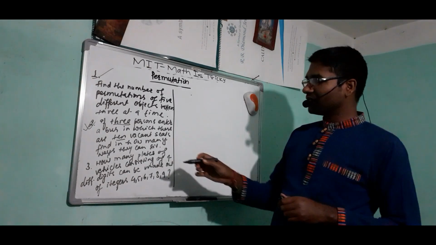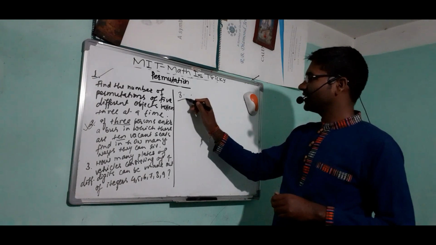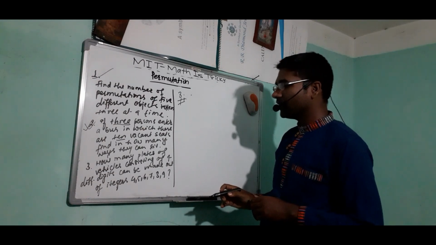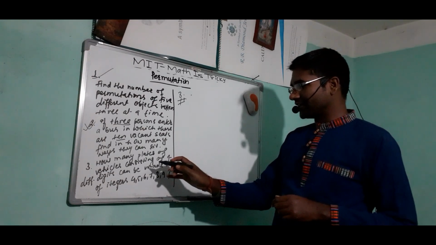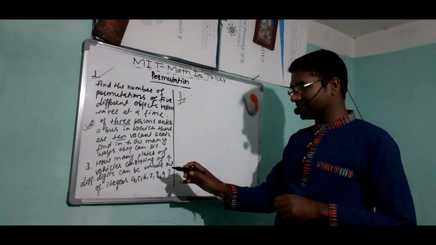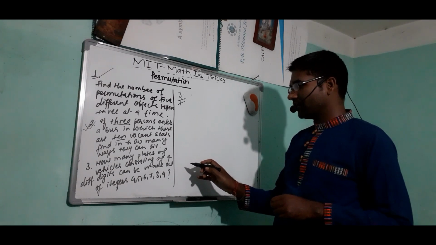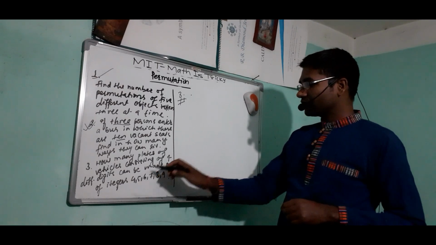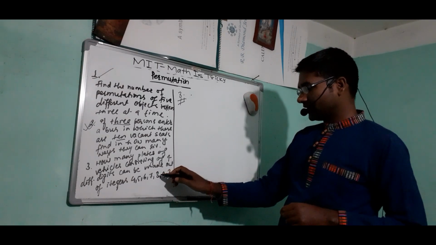Let's move now to question number 3. Question number 3 is: how many number plates of vehicles consisting of 4 different digits can be made out of the given integers 4, 5, 6, 7, 8, 9?